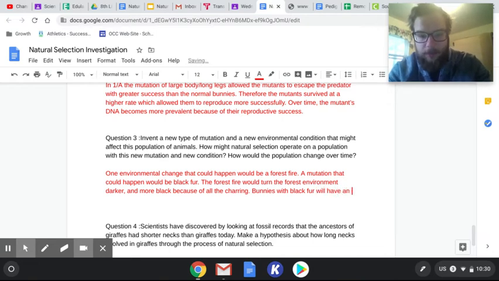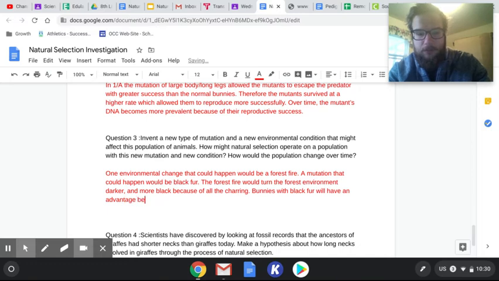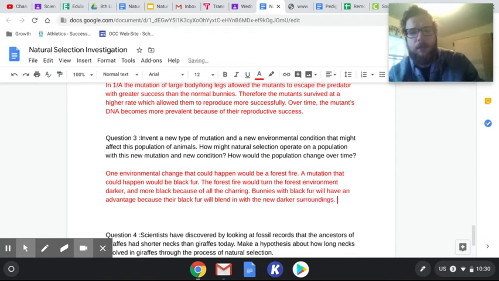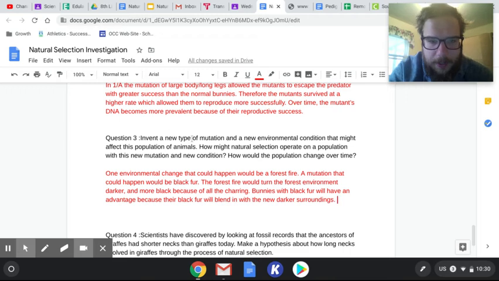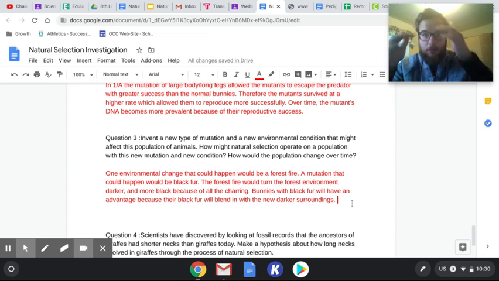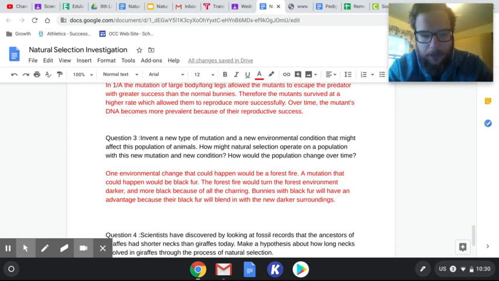Will have an advantage because their black fur will blend in with the new darker surroundings. Okay, so what have I answered so far? I've answered a new mutation, a new environmental condition. I've talked about how natural selection, well, I haven't really talked about this yet. So I've really only covered this sentence. Now let's talk about what's natural selection going to do for this new mutation, new environmental condition.